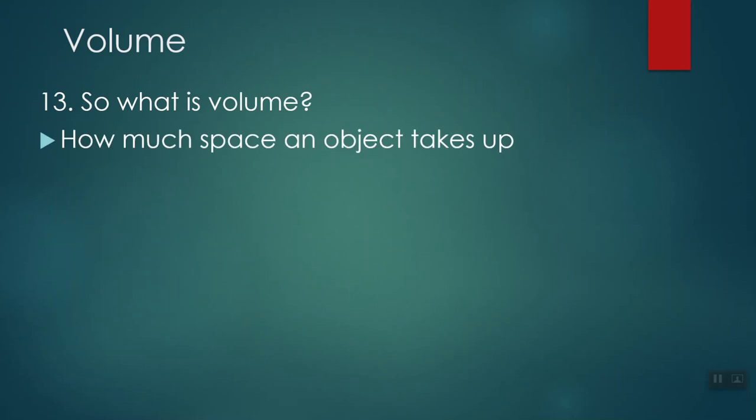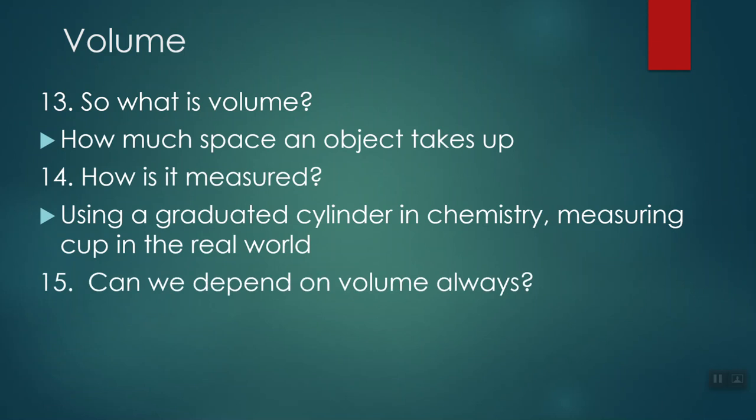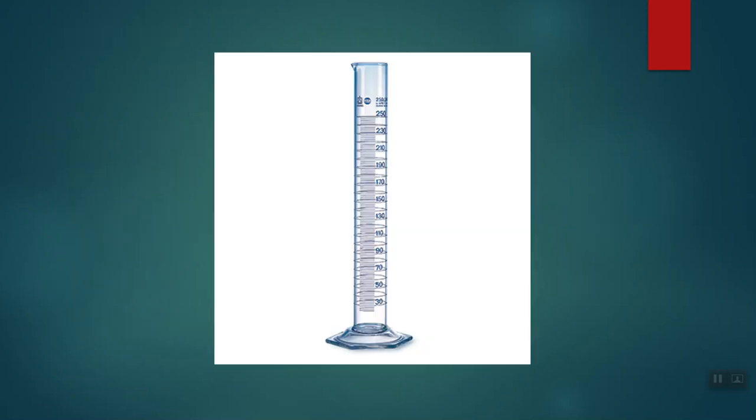Volume is how much space an object takes up. It is measured using a graduated cylinder in chemistry or a measuring cup in the real world. Can we depend on volume always? No, because volume can change with temperature. That is a graduated cylinder.